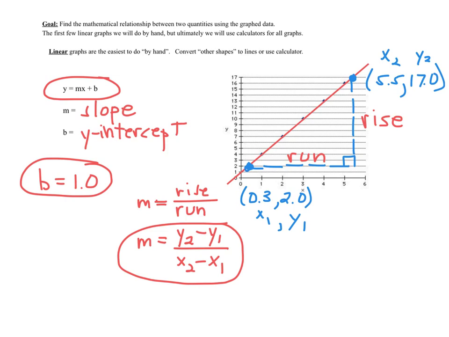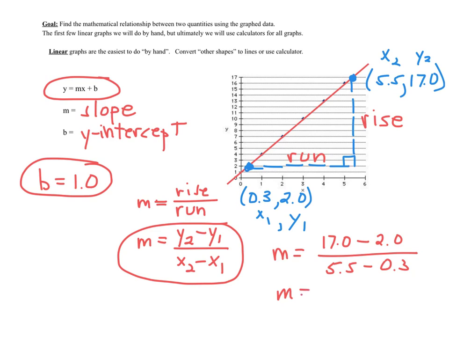So, recap, what I want you to do is to draw with a ruler your best fit line. So you'll be drawing this line. Draw this triangle. Label the 2 points right here and here. And then show me this calculation, which is this. In this case, the slope, m, is y sub 2, which I have up there as 17.0, minus y sub 1, which is 2.0, divided by x sub 2, which is 5.5, minus x sub 1, which is 0.3.